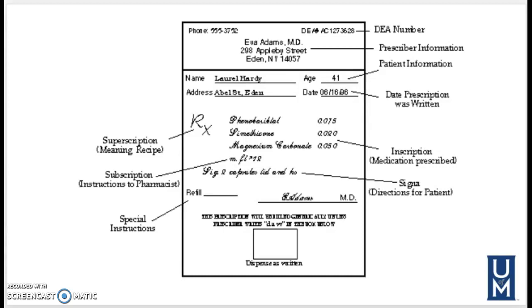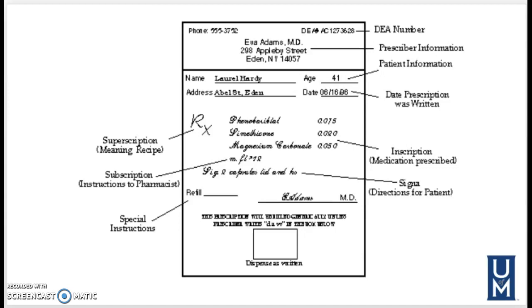We see our big superscription here, that RX. Then we see our inscription, or that medication that's prescribed. Phenobarbital, simethicone, and magnesium carbonate. Those are the 3 things going into this drug. Then we have our subscription, which is our instructions to the pharmacist. We don't necessarily have to know what that means, but we need to know that that is the instruction to the pharmacist so they know what to do. And then there's our instructions to the patient.